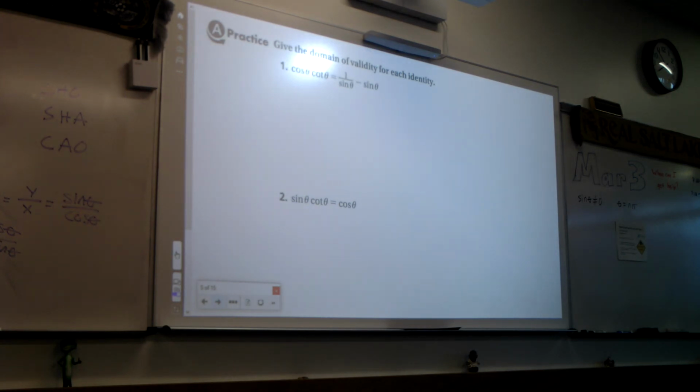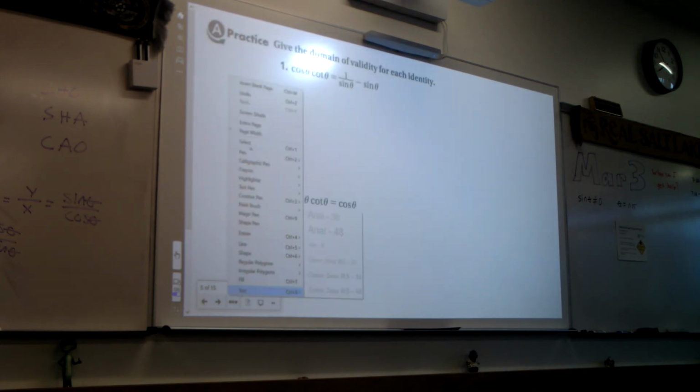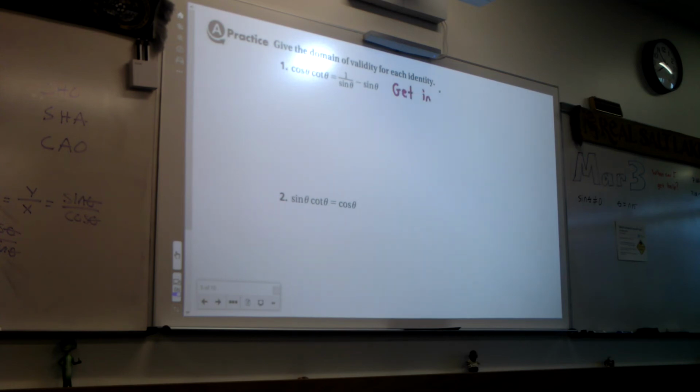Now, let's go through and look at this one, okay? It says, give the domain of validity for each identity. Eventually, we're going to get to a point where we're going to verify these identities and show that they are true statements. For now, though, we're just going to look and say, what are the denominators? And then what would make those denominators become 0, okay? So using these trig identities from this page here, we're going to get everything in terms of sine and cosine. So I'm going to put a little side note here. Get in terms of sine and cosine.